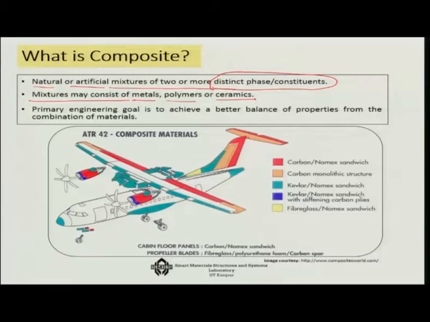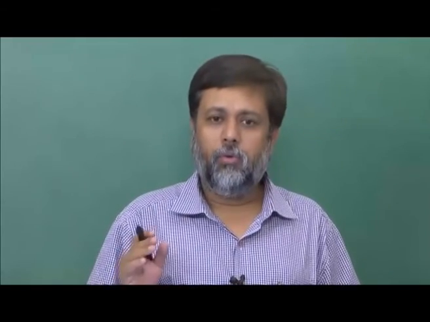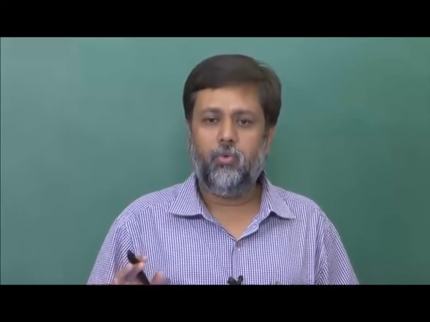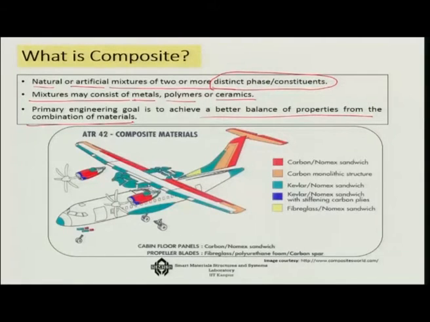Now, what is the primary engineering goal? Why are we mixing? We are mixing to achieve a better balance of properties from the combination of these materials. A better improvement in terms of properties. What improvements can you think of when you think of mechanical applications? Suppose the whole system must have better strength or better stiffness or better thermal conductivity, or the expansion would be lower, or better resistance to moisture. So, various types of properties you can actually achieve by making a composite.